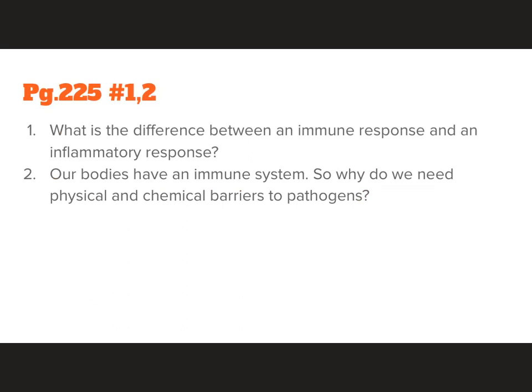For the last part of the notes, this is going to be the questions. I want you to go ahead and answer number 1 and 2 on page 225. You can make a Venn diagram, you can make a chart, or you can just explain how they are different for number 1. And then for number 2, think about it. Our bodies have an immune system, so why do we need physical and chemical barriers to pathogens? We can just have everything taken care of by the immune system, or do we need those physical and chemical barriers? So think about those, and answer these 2 questions.